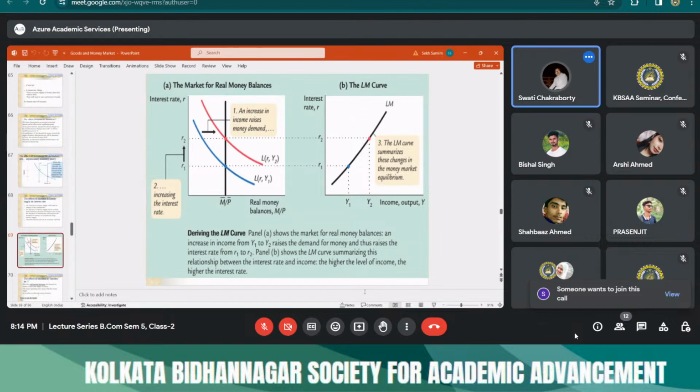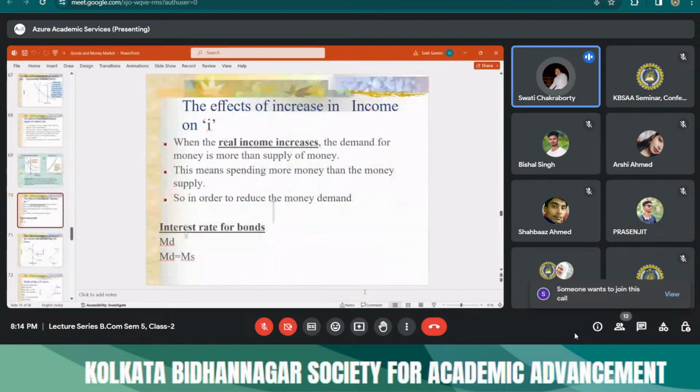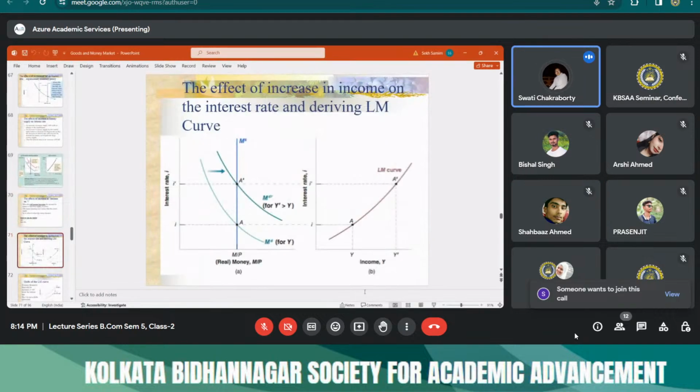Now, can we go to slide number 71, which also shows the same thing? Yes. So if you see, it's the same thing whatever I was saying, just as in the previous graph. When income increases, we see that the rate of interest is also increasing. That's why it's an upward rising curve. LM curve is upward rising.